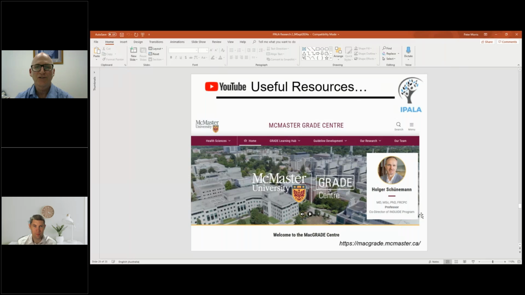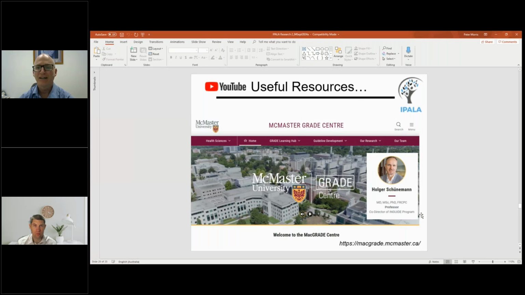So here's some resources. Again, the McMaster University, where Holger Schunemann works, they have a whole centre set up. There are now GRADE centres all over the world. There's one in Adelaide. I think there might be another one in Sydney in Australia. Oh, no, in Melbourne in Australia. So there's 2 in Australia, but I think there's 17 around the world.